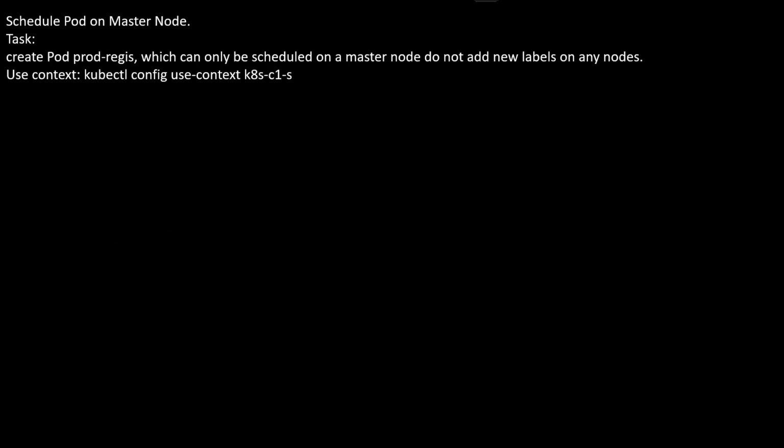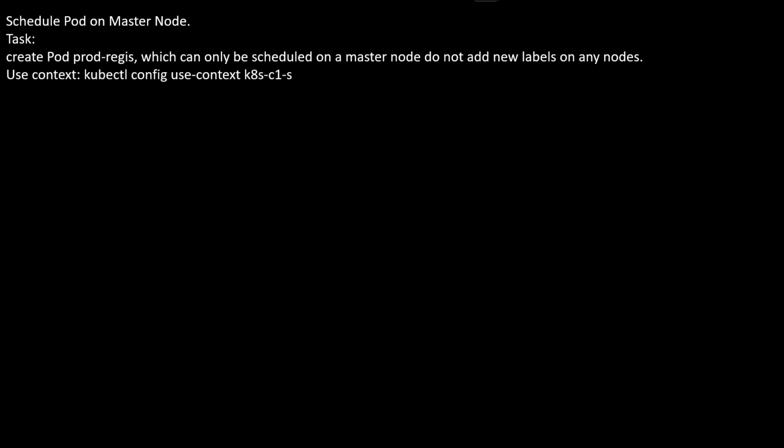Next question would be, schedule a pod on the master node. Last time it asked us to schedule a pod on one specific node which has the label disktype equal to ssd. But now in this question, it asks us to schedule a pod on the master node. And the task is to create a pod. The name of the pod is this, which may only be scheduled on the master node. Do not add any new labels on any node. Here you cannot add labels. And here you should use this context.